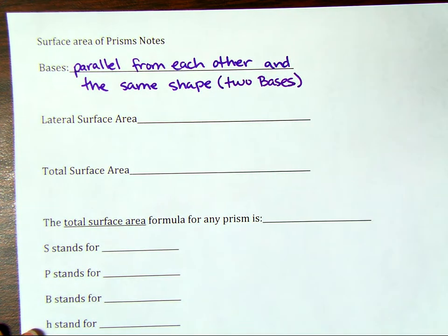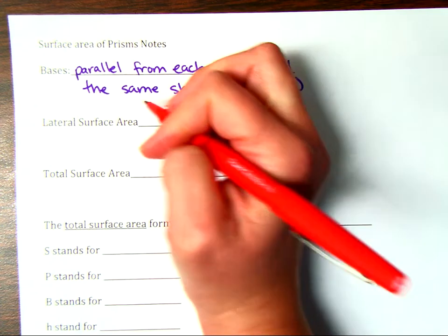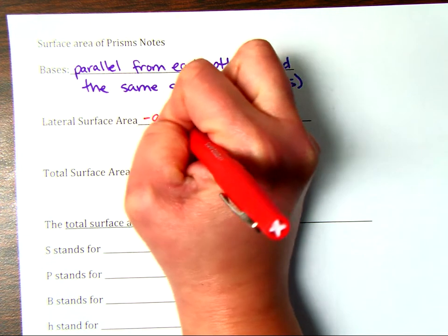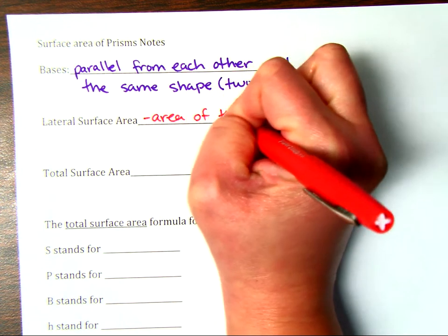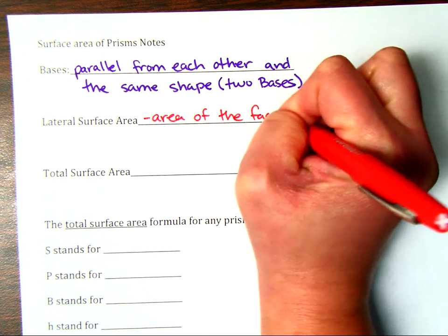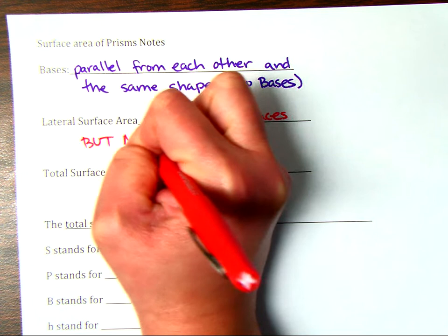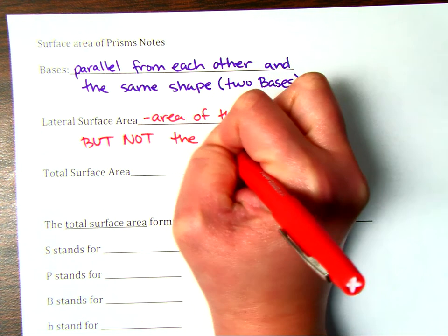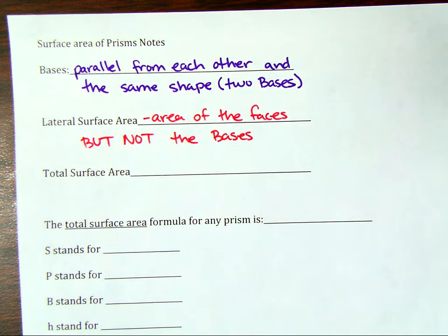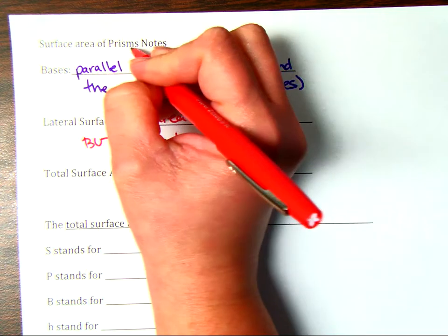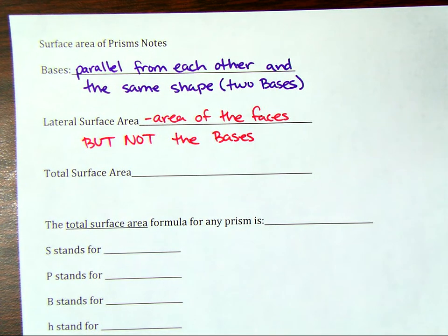Then when we talked about the lateral surface area, it was going to be the area of the faces, but not the bases. So it doesn't include those bases. Remember, in a prism, all your faces are going to be rectangles, so it's going to be all those rectangles that are side by side.